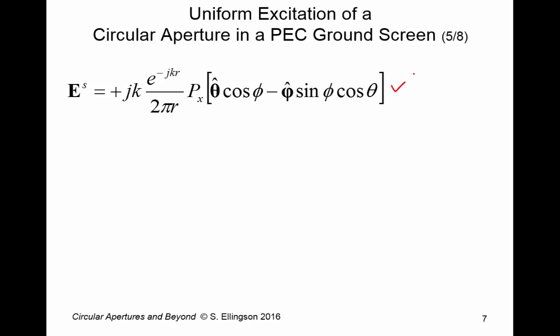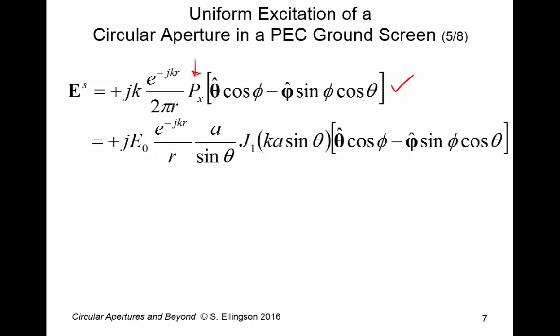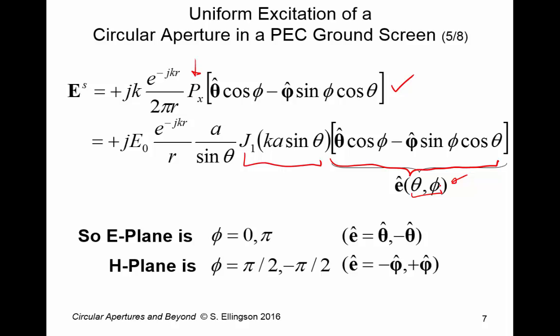Okay, so here is the expression for the aperture fields with Px as the thing we just worked out. I substitute Px back in, so now I've got this first-order Bessel function, and I've rearranged constants a little bit for convenience. And note that this thing in the brackets here is the polarization vector. So this is a vector which is saying which way the electric field is pointing, and because of that, I'm going to give it the name E hat, which is a function of theta and phi. So if we look at it this way, we realize that the polarization is being described by this thing here.